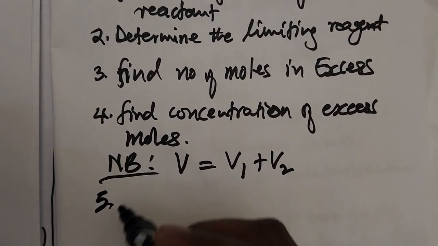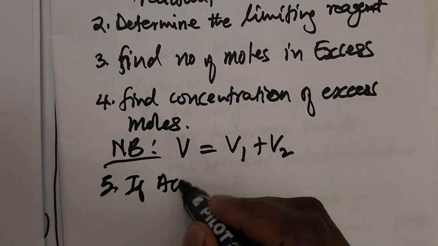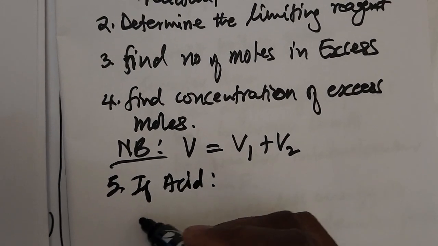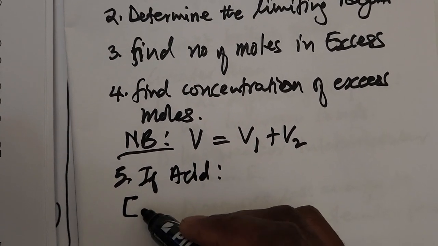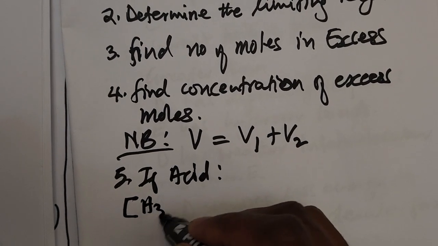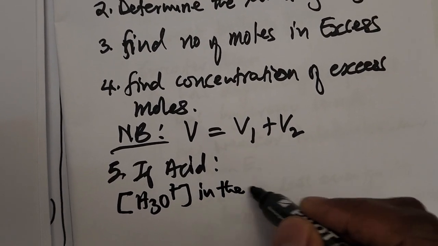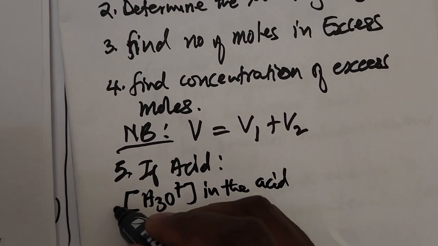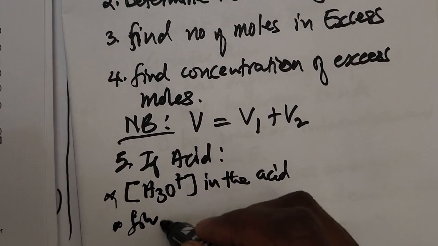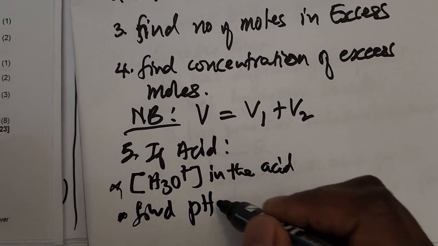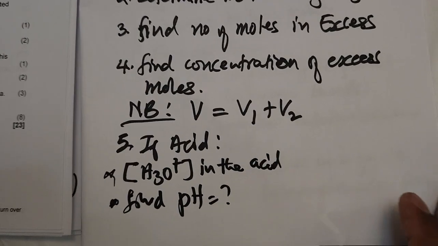Therefore, number 6, once you find the excess moles, then if it's a base, it will be long. If it's acid, then in this case we'll just find the pH. You can just find the concentration of hydronium ions in that acid, and then the next step, find the pH. Find pH. So that's the case, using the pH formula.